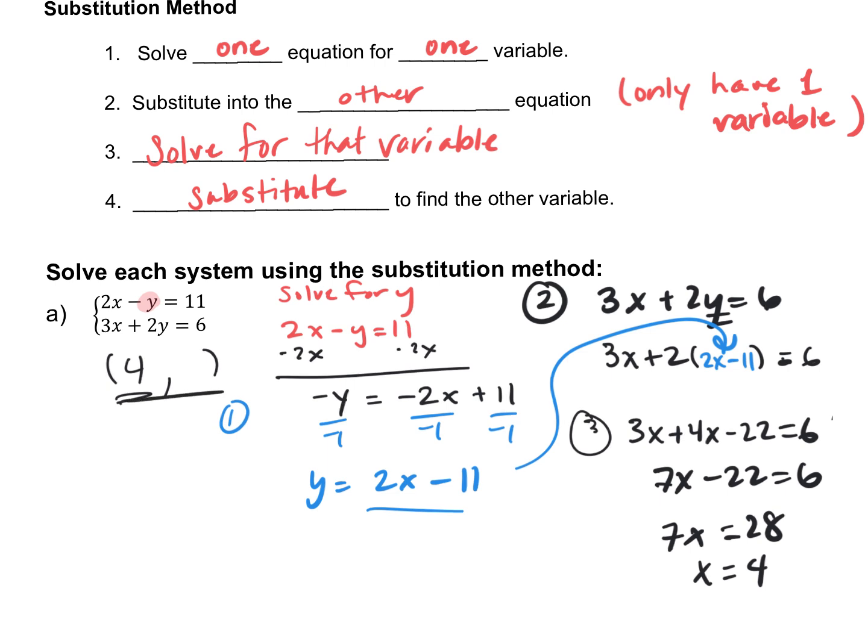Okay, so now take the 4 and substitute it into the equation. I will substitute it in this one right here, because I'm solving for y, and it's already y equals. You can substitute it into the other one if you want. It doesn't matter. So y equals 2 times 4 minus 11. 8 minus 11, so I have a -3. So my solution is (4, -3).